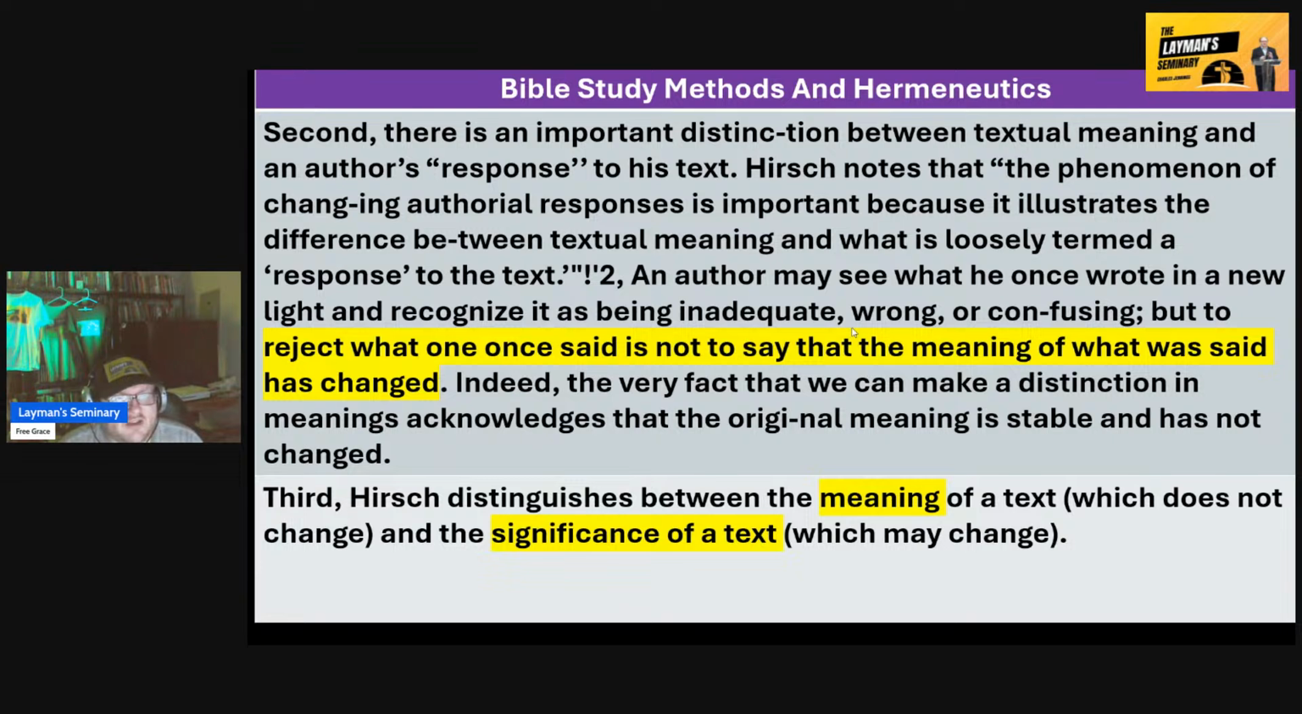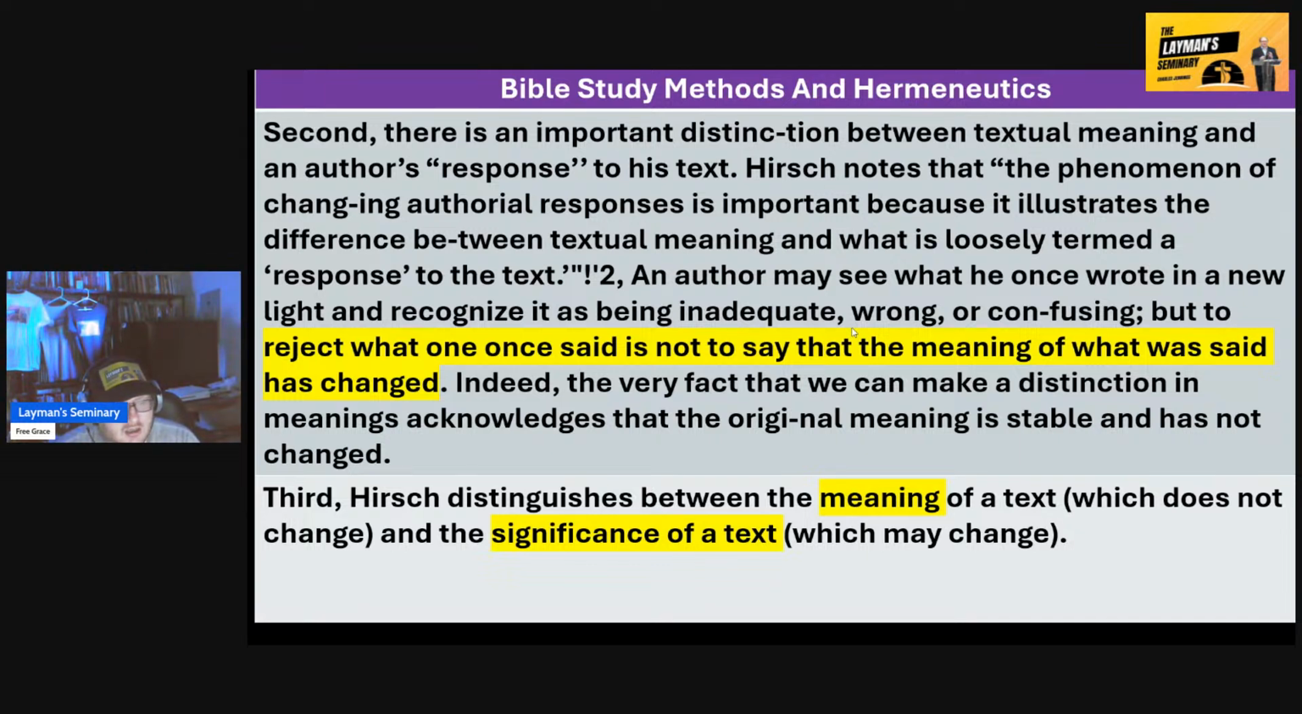Second, there's an important distinction between textual meaning and an author's response to the text. Hirsch notes that the phenomenon of changing authorial responses is important because it illustrates the difference between textual meaning and what is loosely termed a response to the text. An author may see what he once wrote in a new light and recognize it as being inadequate, wrong, or confusing. But to reject what was once said is not to say that the meaning of what was said has changed. Indeed, the very fact that we can make a distinction in meaning acknowledges that the original meaning is stable and has not changed.